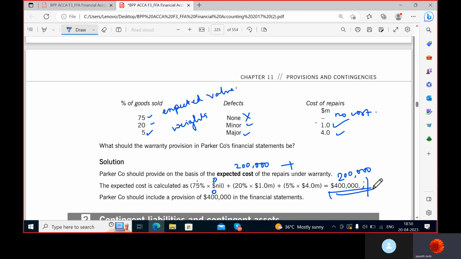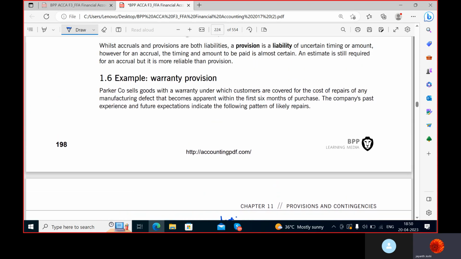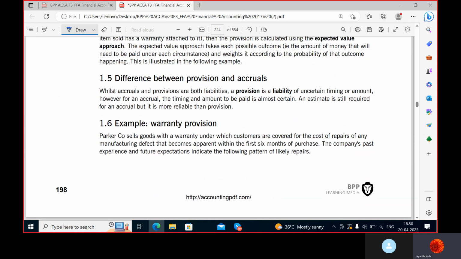So now I'll tell you the difference between accruals and provisions. Again, it's very easy to remember this difference. One word is enough, that is uncertain. For a provision, the liability has uncertain timing and amount, but for an accrual, the timing and amount to be paid are almost certain. What is an accrual? An accrual is something which is outstanding. When some expenses are outstanding, we know how much the outstanding expenses will be.